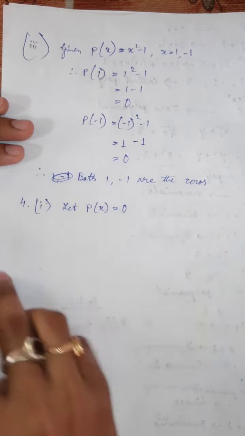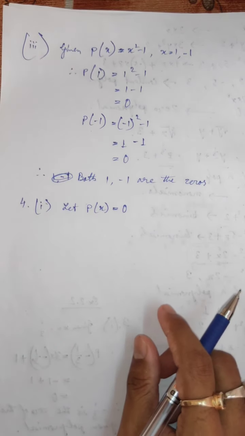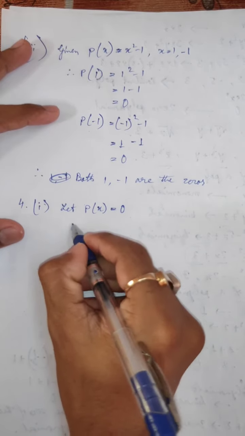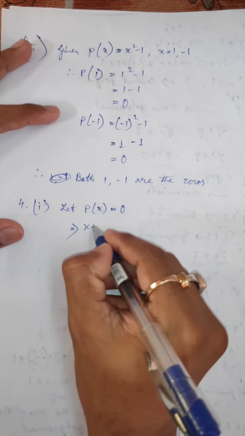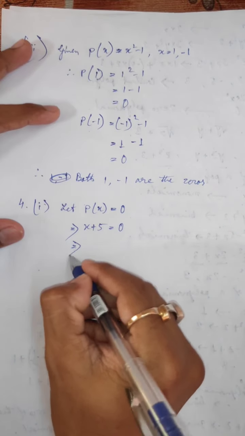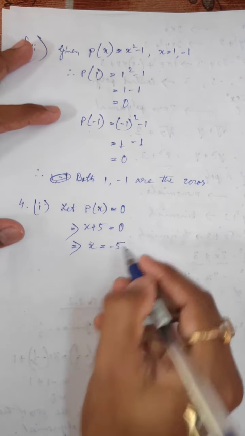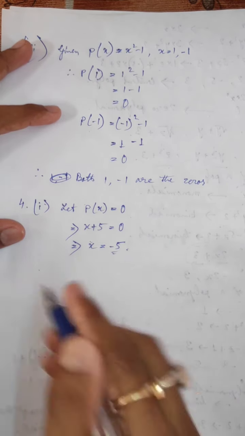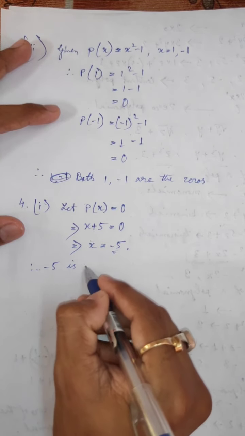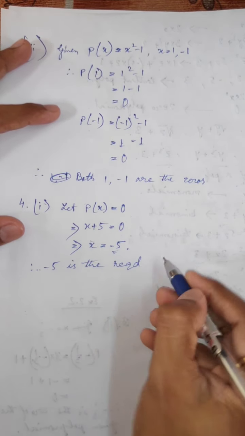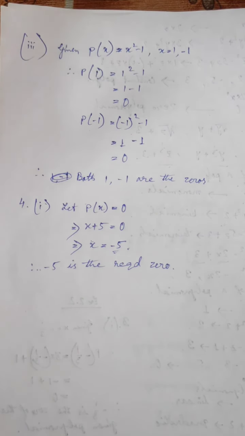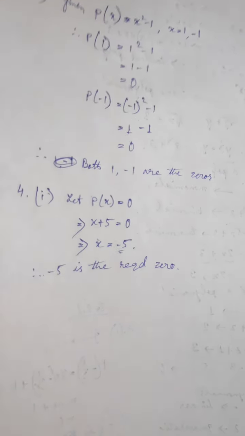p of x equal to 0, because I have already discussed that the zero is the particular value of the variable for which the value of the polynomial must become 0. So I have assumed p of x equal to 0. So x plus 5 equal to 0. Now we can solve it, and after solving we have got x equal to minus 5. So this minus 5 is the zero of the given polynomial. Therefore minus 5 is the required zero. Now I hope you can understand, and you can do exercises 2.1 and 2.2. These are very easy.